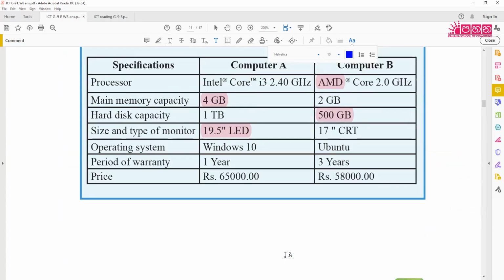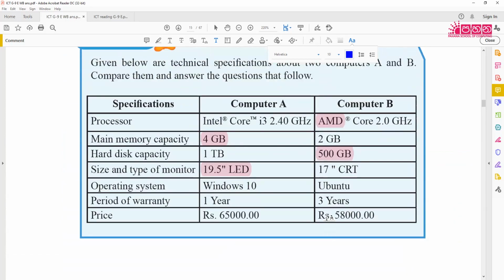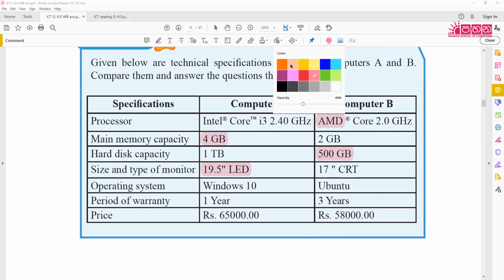The next thing is state two non-technical specifications. Dhananjay, two non-technical specifications. Yes, Dhananjay. Two non-technical specifications. Price and the warranty period.